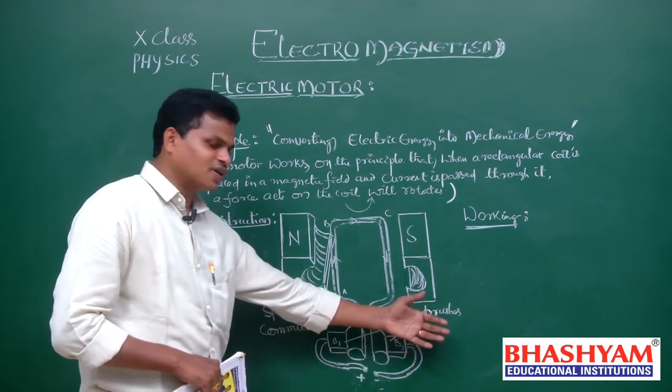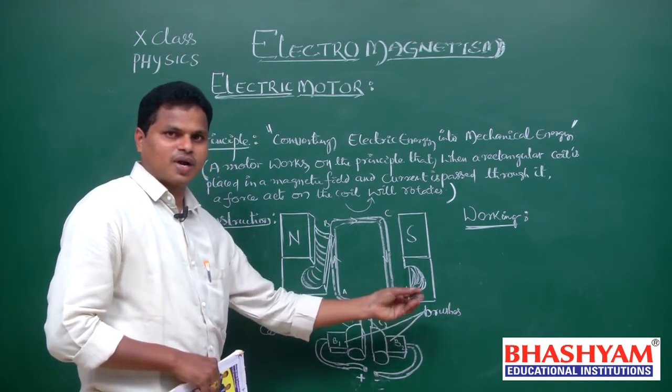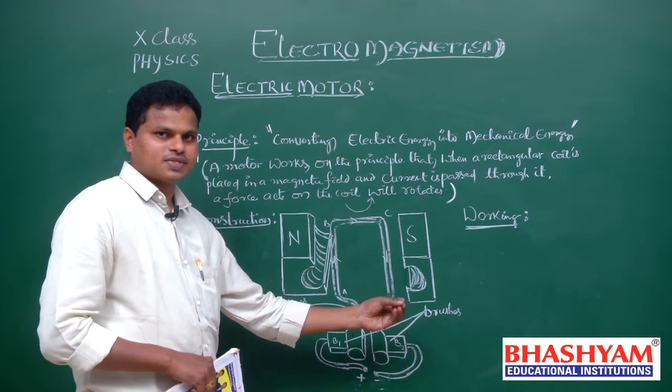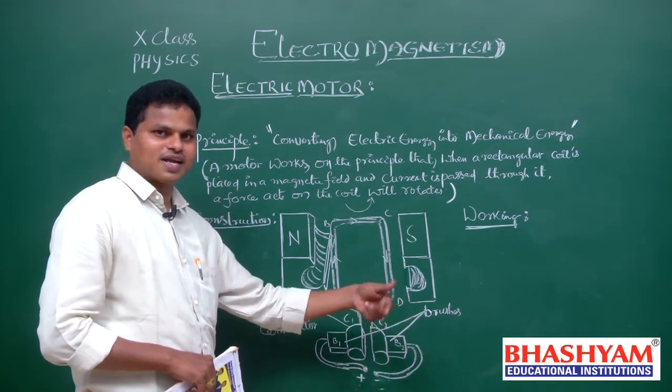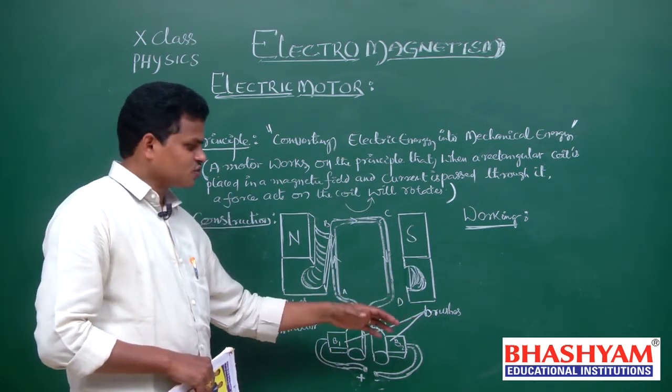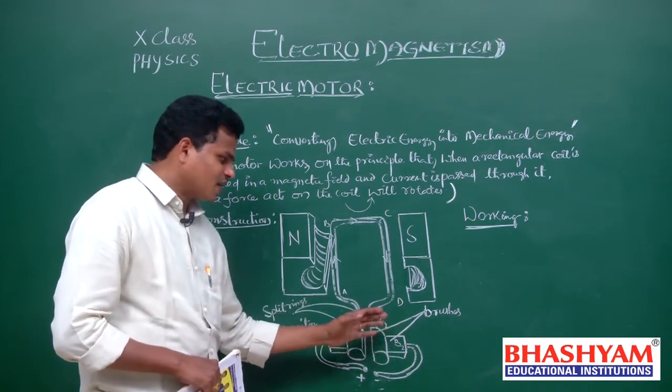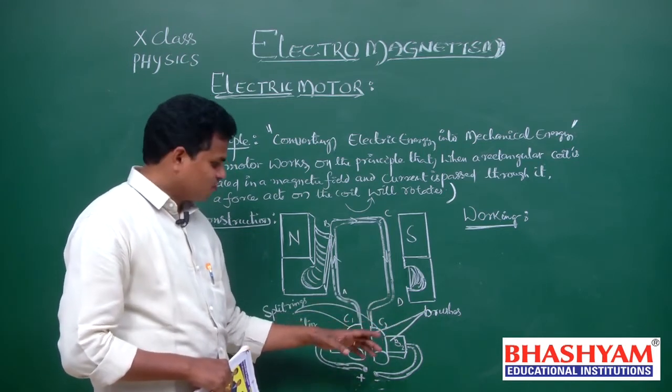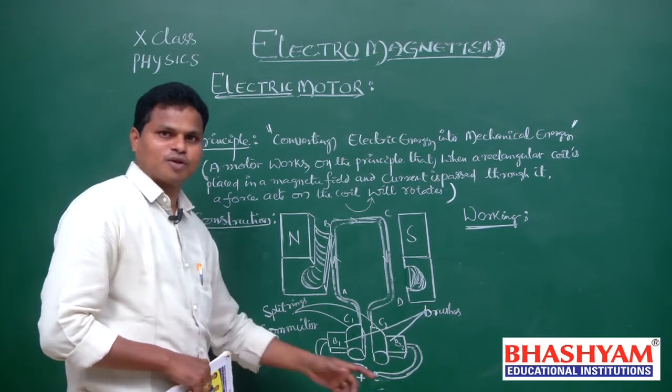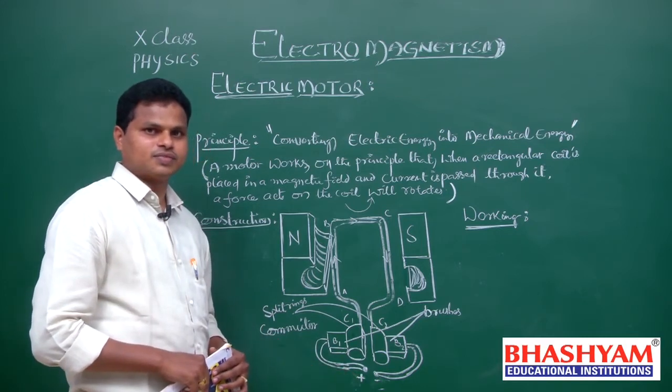Here carbon brushes are soft metals, allowing easy sliding motion. Why are they used here? Carbon brushes transmit the current from the battery to the coil. This is the construction.